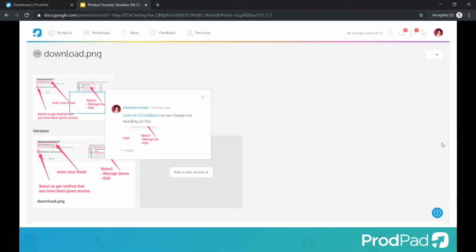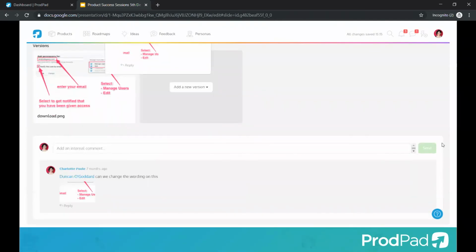Alternatively, if you're going to upload your files, you can then comment within ProdPad on those designs, replicating that lost functionality because you're not using something like Figma or InVision. And you can also track versions. So you can add different versions as you're going through that scoping of the ideas and track those as you move along.